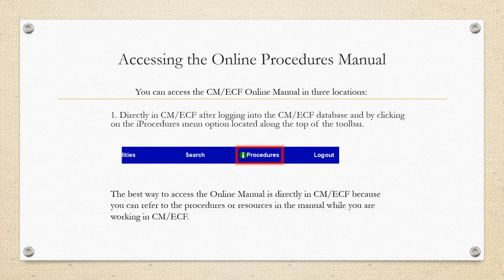How to access the online procedures manual. You can access the CM-ECF online manual in 3 locations. One option is directly in CM-ECF after logging into the database, by clicking on the iProcedures menu option located along the top of the toolbar. This is the best way to access the online manual because you can refer to the procedures or resources in the manual while you are working in CM-ECF.